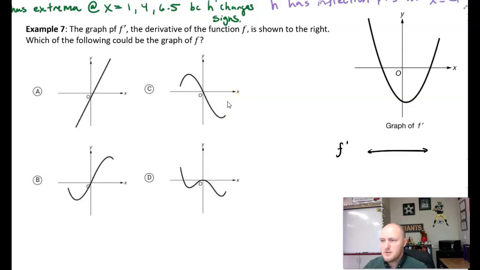So where is f prime equal to 0? Well, it happens over here, and it happens over here. So on this side, f prime is positive. In the middle, it is negative, and it is positive.